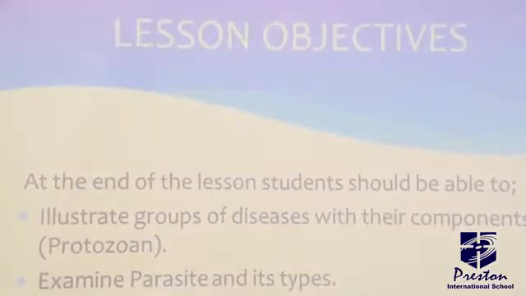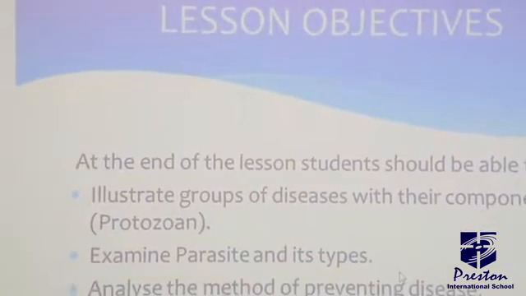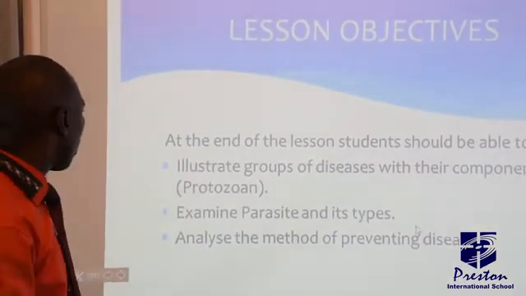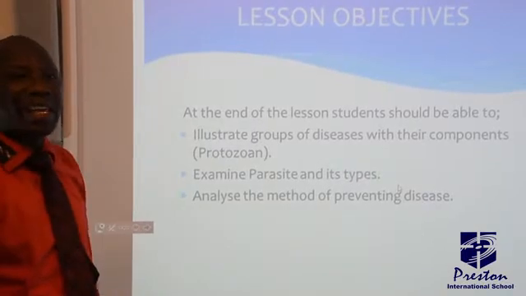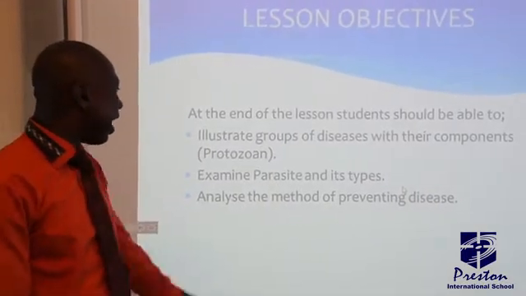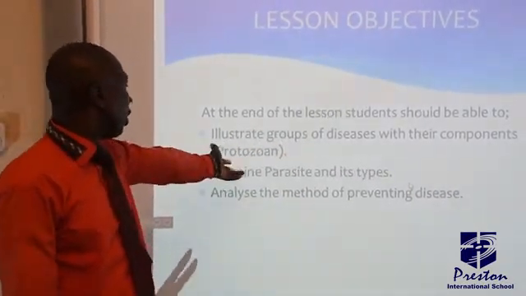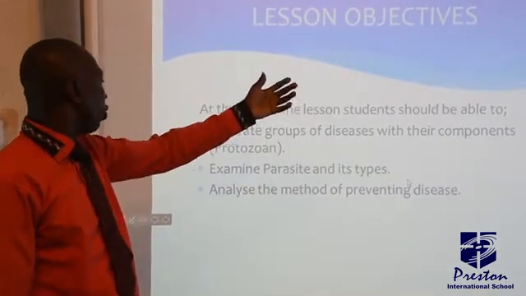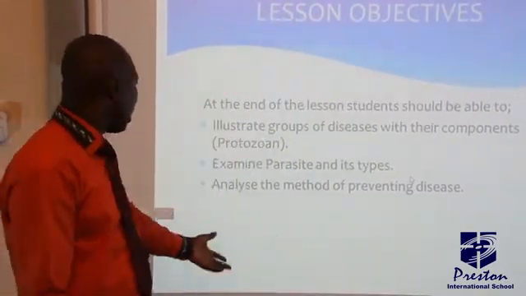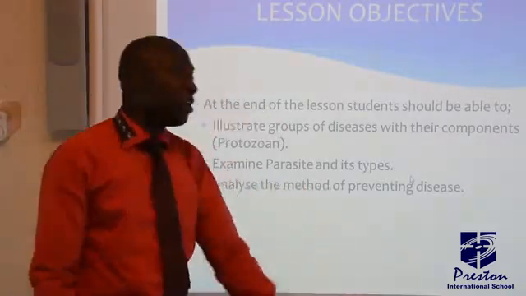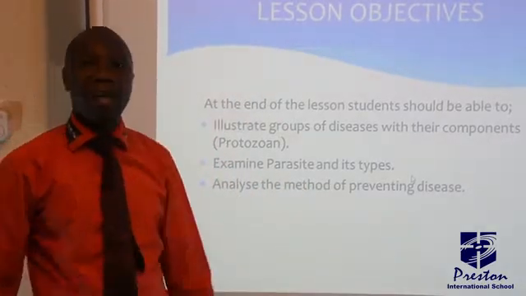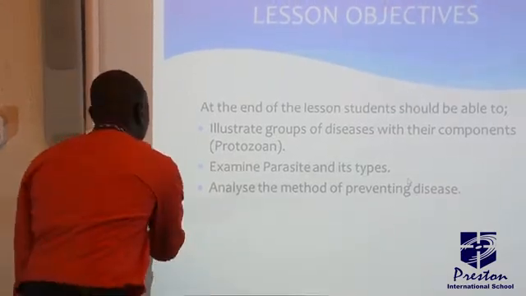Today we are looking at the topic animal health management. For our lesson objective, at the end of the lesson, we're able to illustrate groups of diseases with their components. And specifically, we are looking at protozoan, although we are still going to consider other groups. Then examine parasite and its type. Then we also analyze the method of preventing disease.